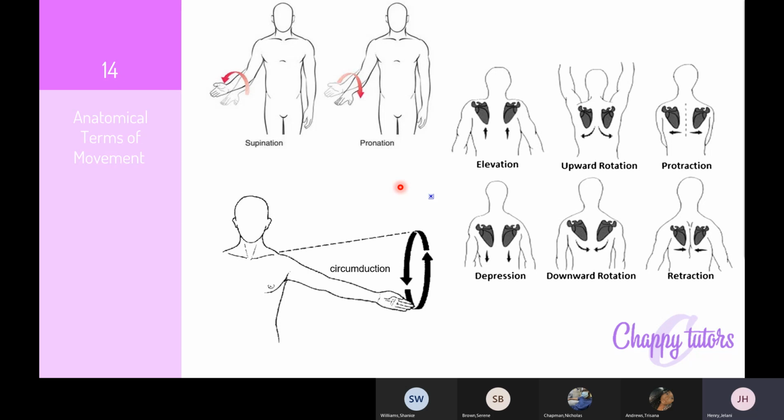How I remember this is think of a bowl of soup. Like if you're holding a bowl of soup in your hand, it is in the supine position. So you would have that movement where you start with your palm facing downward, and you're rotating your hand upward. That movement, that motion, is referred to as supination.